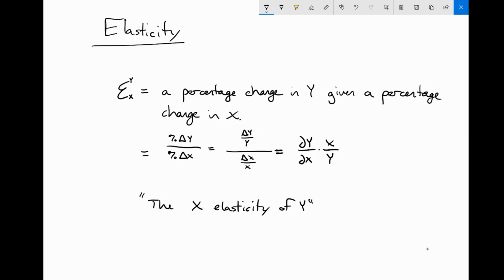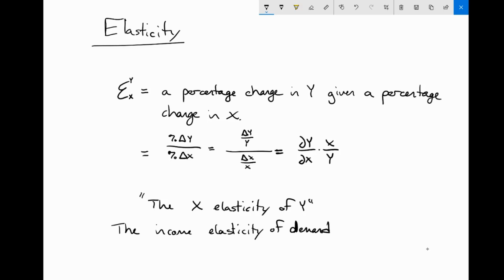So what we're going to look at right now is we want to start with the income elasticity of demand. So the income elasticity of demand will tell me what is a percentage change in demand for a good given a percentage change in income. Okay, so what is the percentage change in the quantity demanded of a good given the percentage change in income?